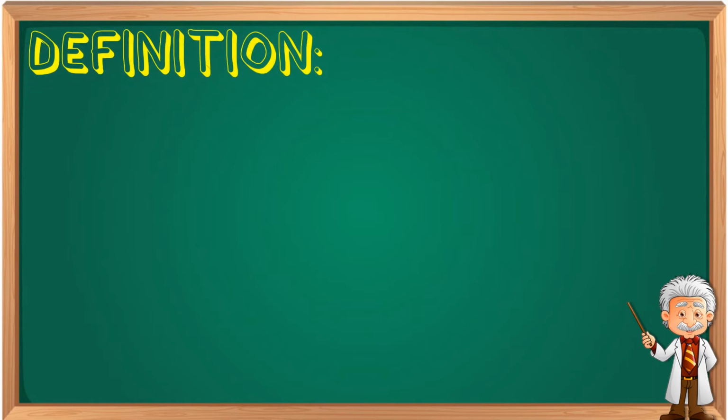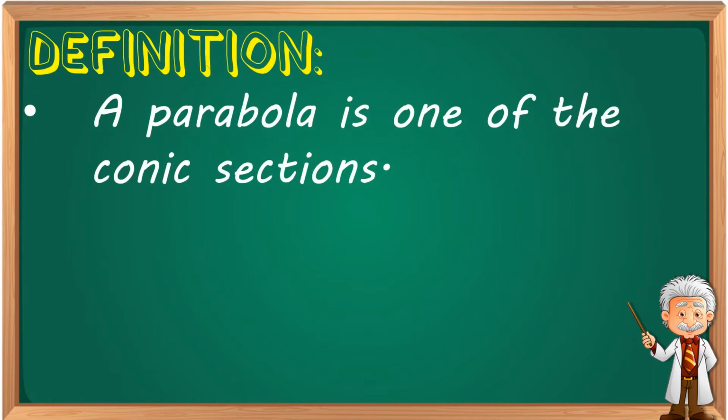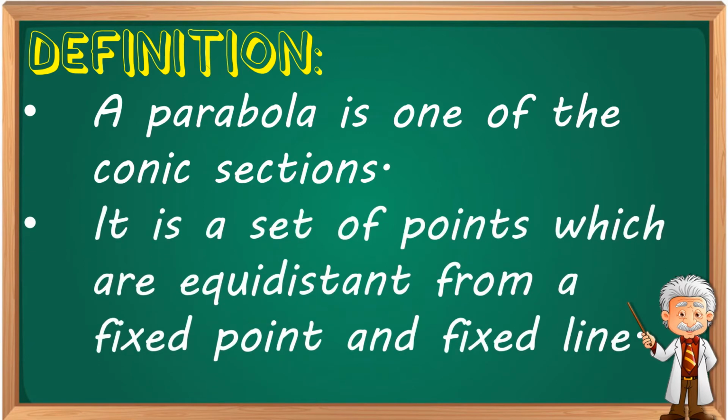Let's have first the definition of a parabola. A parabola is one of the conic sections. It is a set of points which are equidistant from a fixed point and a fixed line.